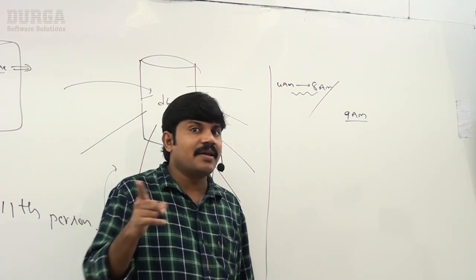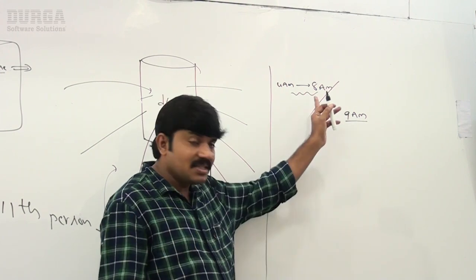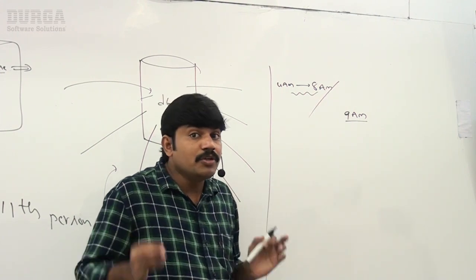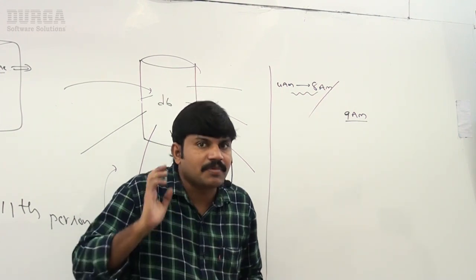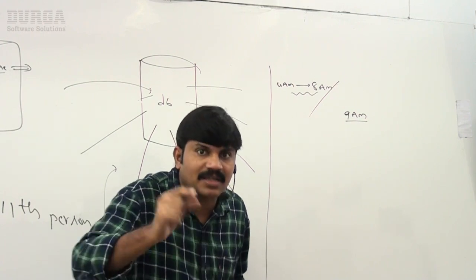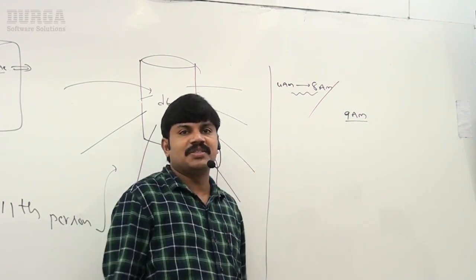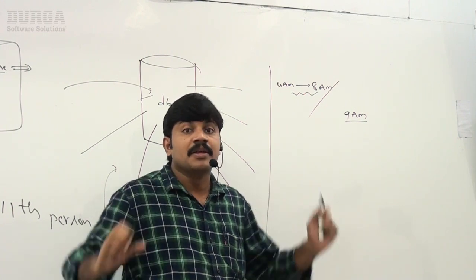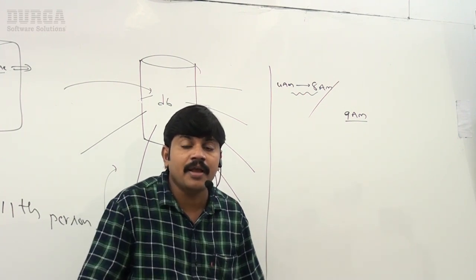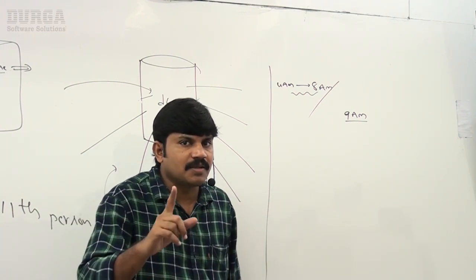It is a non-graceful termination because you are missing something. We don't want this type of abnormal termination. I want normal termination. We don't want this type of non-graceful termination. I want graceful termination, man. I should not miss anything. That is the main objective of exception handling.